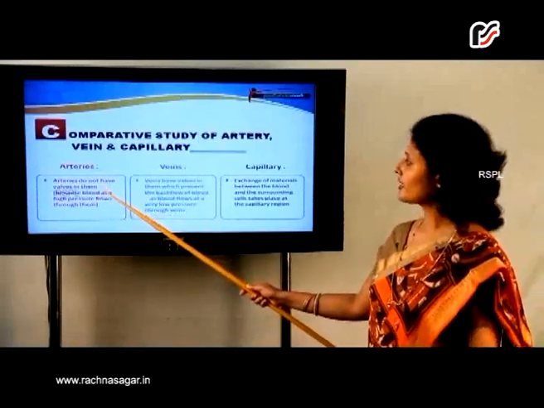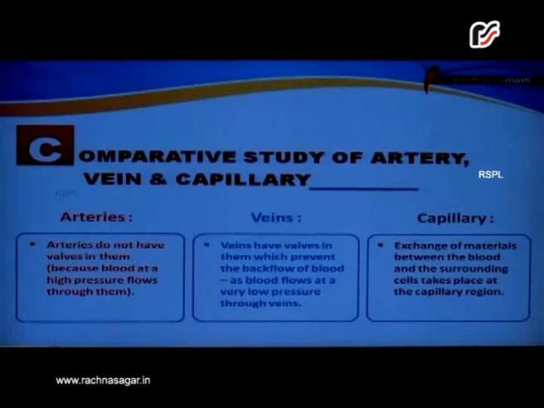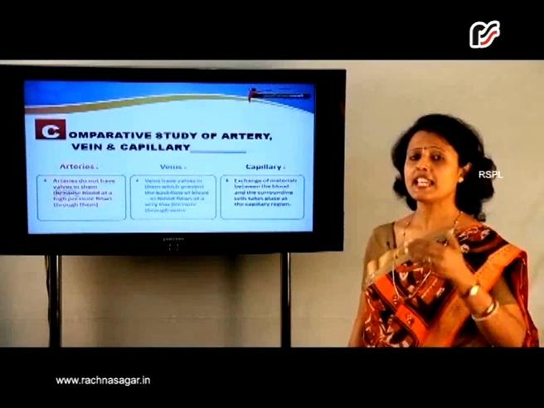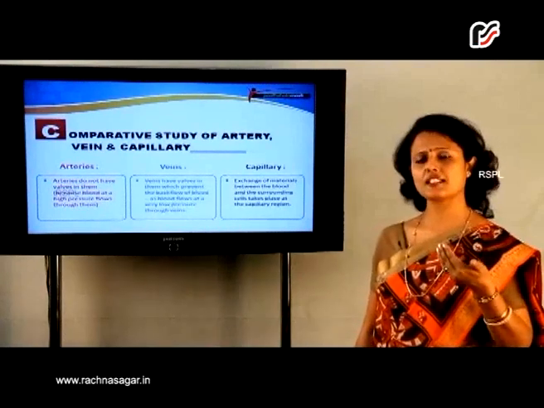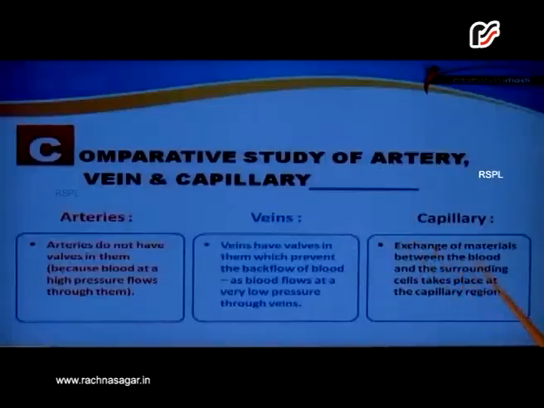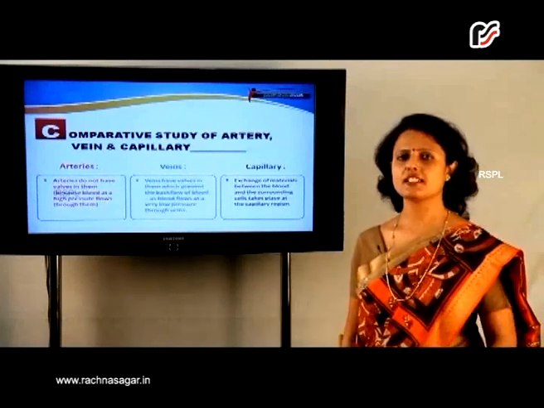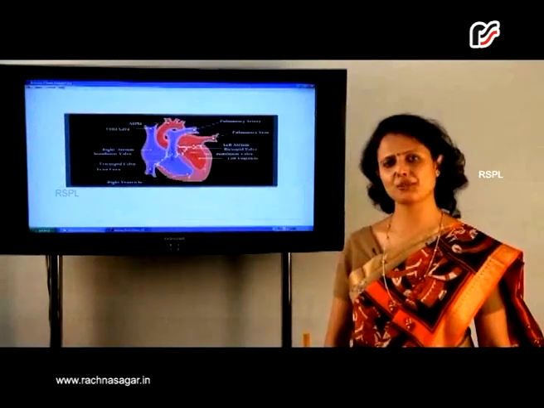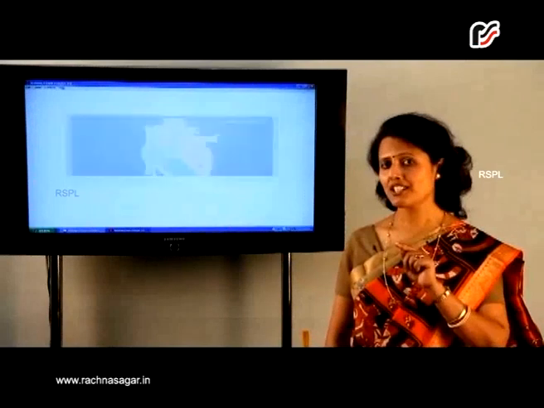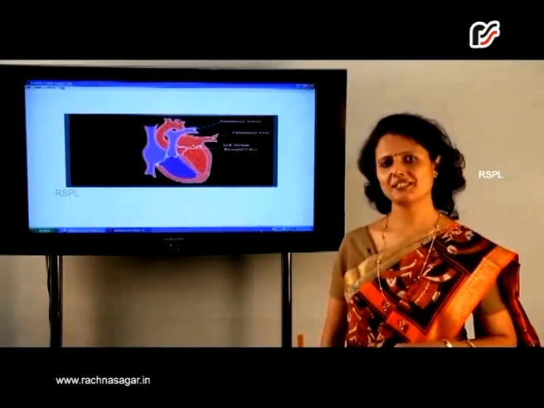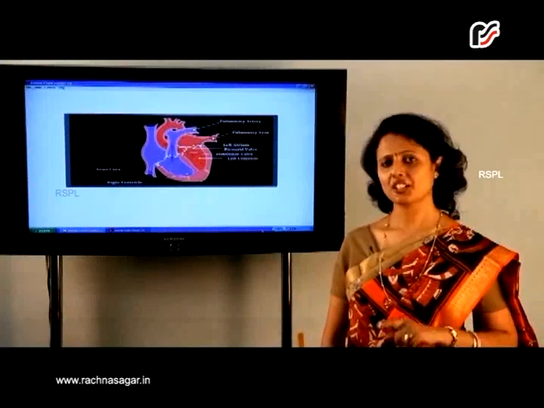Next children, let's have a look. The arteries do not have valves in them because blood flows at a very high pressure through them. The veins have valves in them because they prevent the backflow of blood within the veins. The exchange of materials between the blood and the surrounding tissues takes place at the capillary region. Now I'll ask you a question. Can you tell me how many chambers are there in your heart? Yes, ma'am. Our heart has 4 chambers. Good.